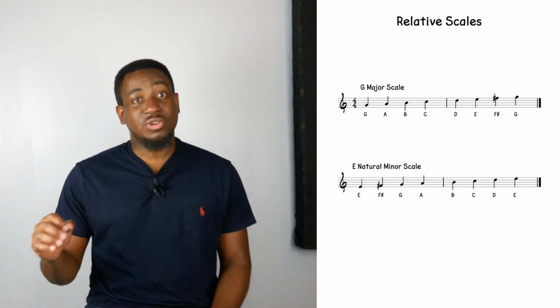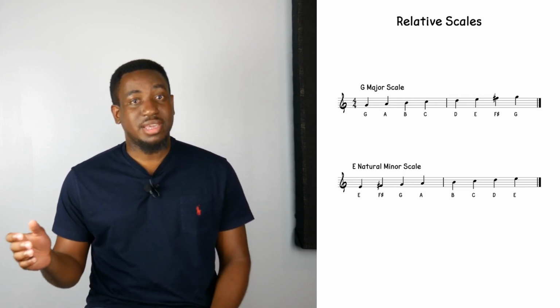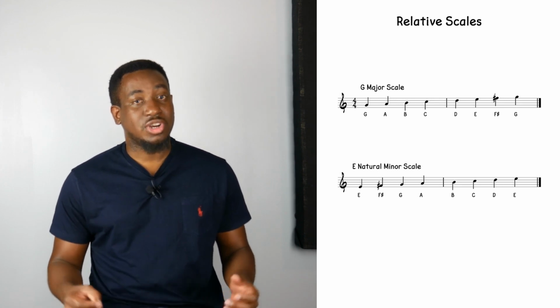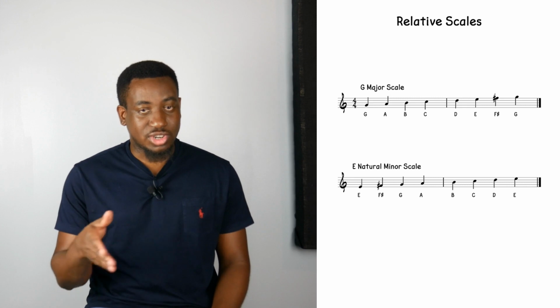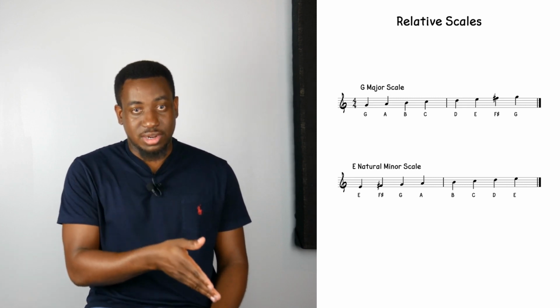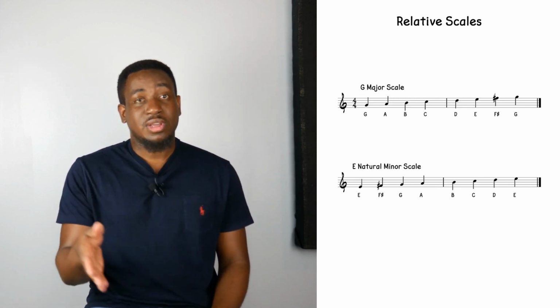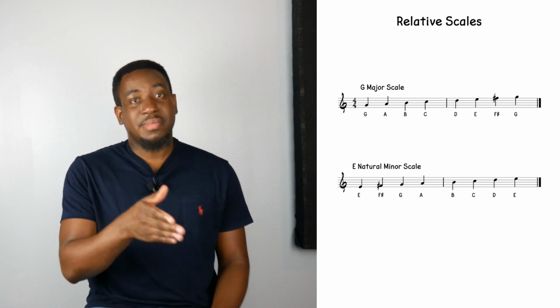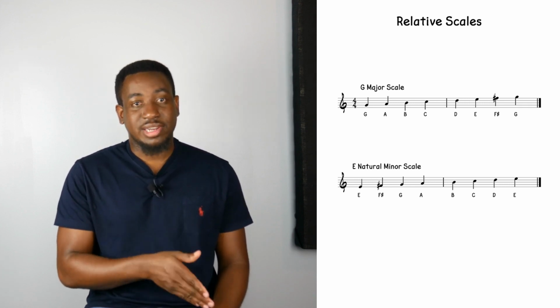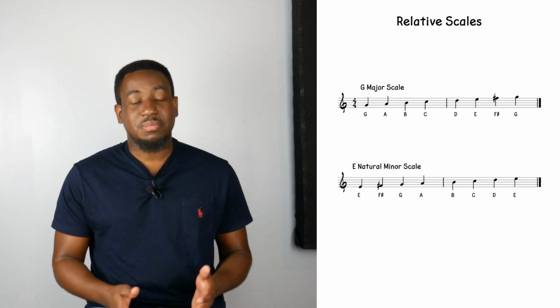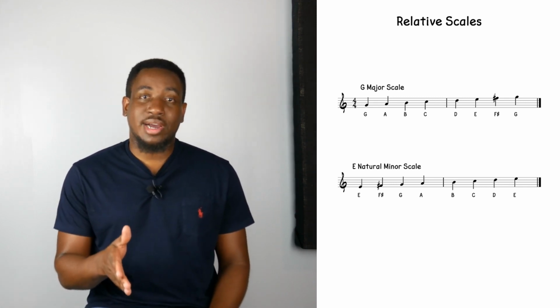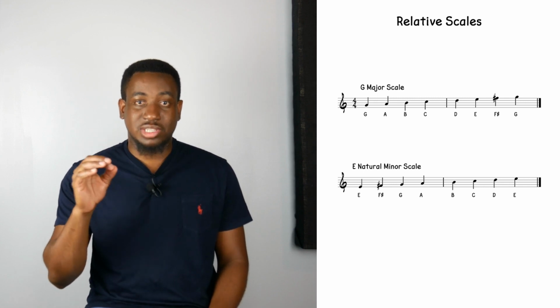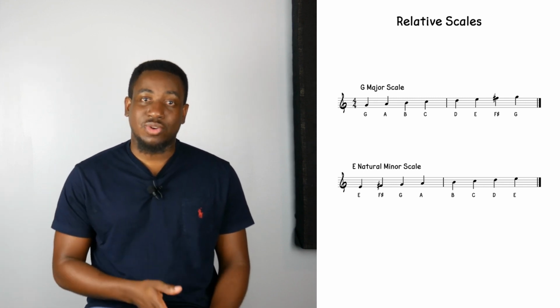The G major scale notes are G, A, B, C, D, E, F sharp, and G. So the same exact notes, we just started on different notes. So the E minor scale is the relative minor of G because it has the same exact notes. And this is why we can play this G major pattern over an E minor chord.